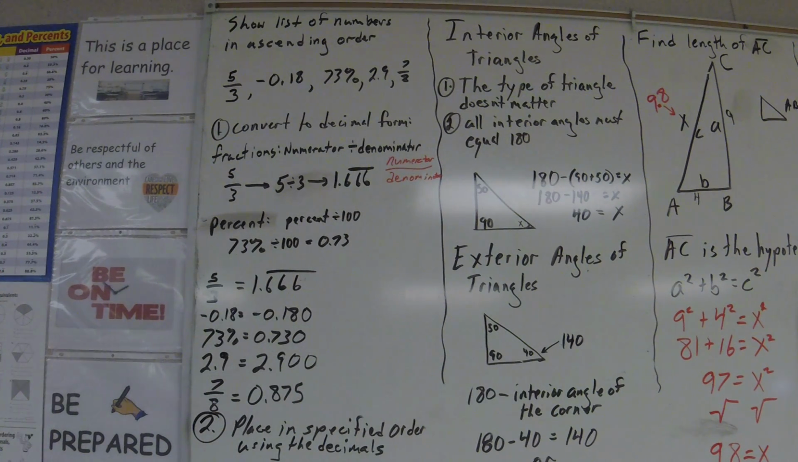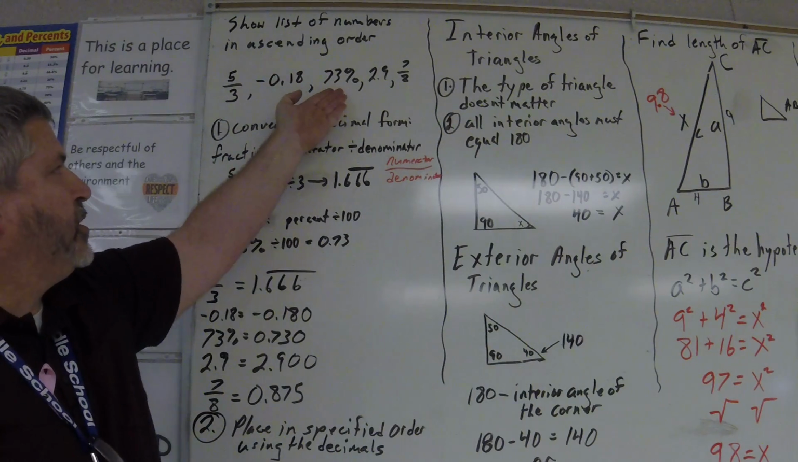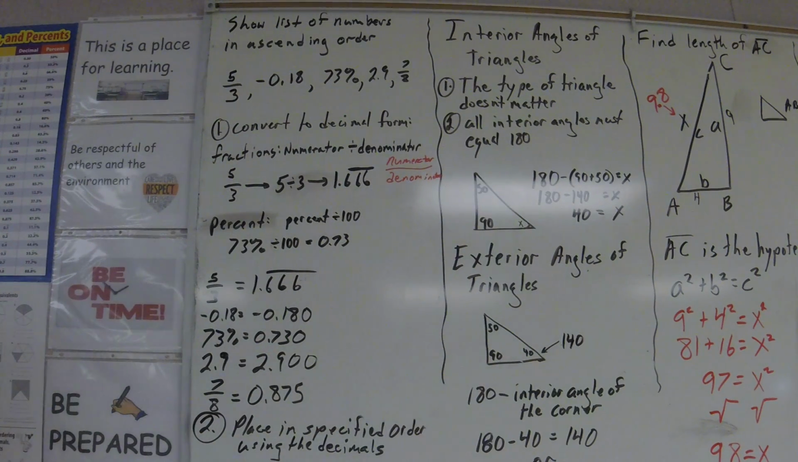One of the problems that you'll find in the Common Assessment is you'll be asked to show a list of numbers in ascending order. We have a variety of numbers. We have fractions, we have decimals, we have percents. The problem is it's really hard to compare a decimal and a fraction and a percent to see which is least and which is greatest. So there's a strategy that will make this easier.